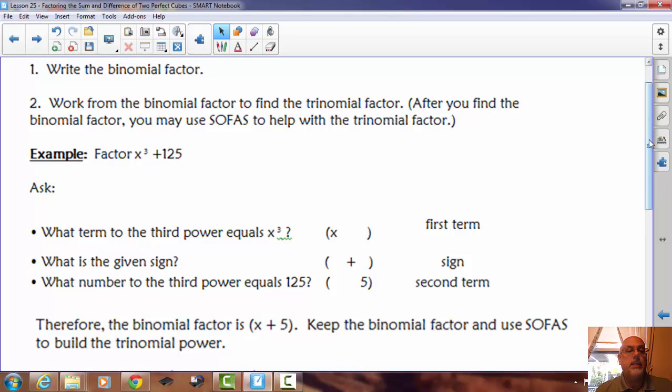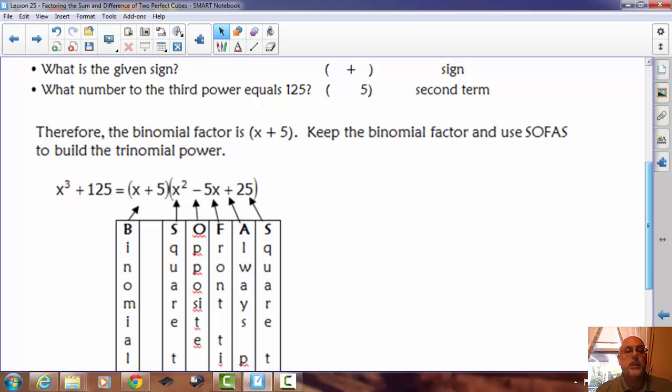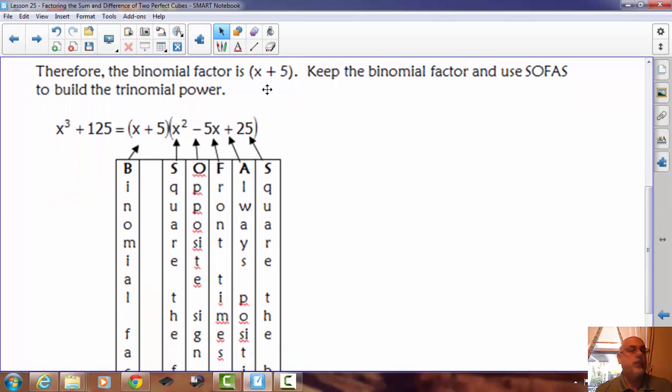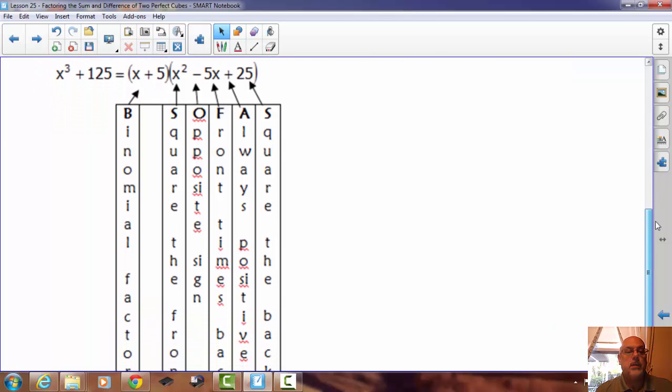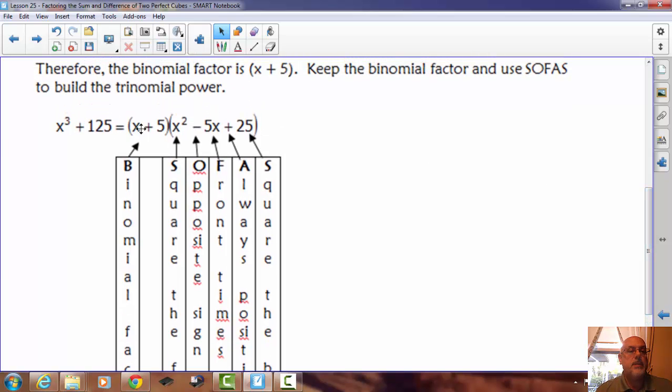We no longer need to look at our original expression, x cubed plus 125, because the whole rest of the factoring depends on the binomial. So we have the binomial factor, and if you follow along on your sheet, the first thing it says to do is you square the front. That means the first term of the binomial. So the first term is x, you square it, you have x squared.